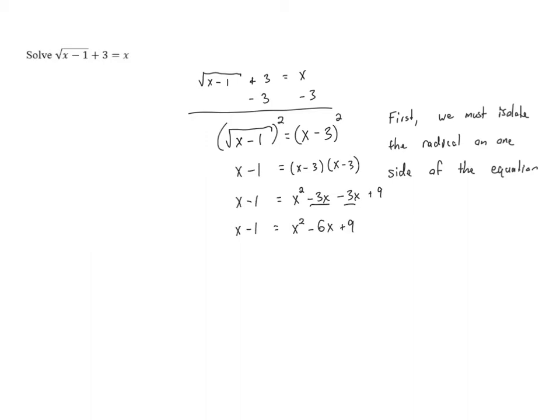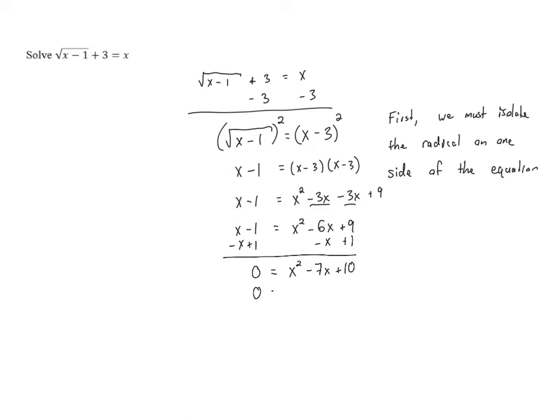And here we have a polynomial equation. Anytime we have an equation with an x squared or an x cubed in it, we need to get all the terms on the same side so that we can factor and use the zero factor property to solve. So we need to subtract x from both sides, and we need to add 1 on both sides so that we can get all of those terms on the right-hand side and leave the left-hand side equal to 0. So when we do this, we have x squared minus 7x plus 10 on the right-hand side.